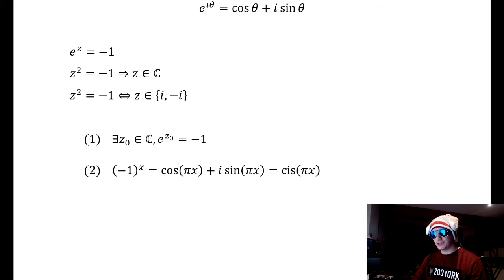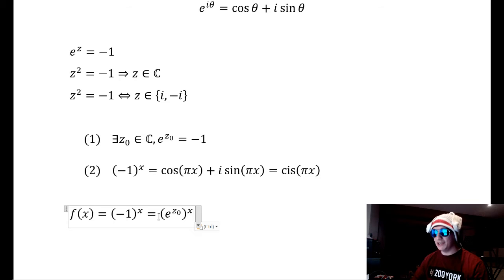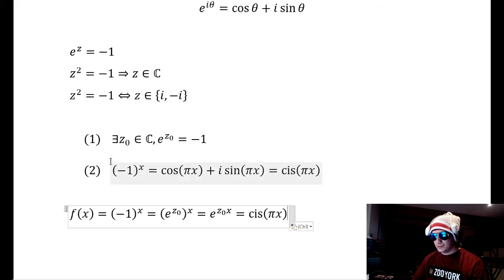So with these things in mind, let's define a function. f of x equals -1 to the x. Well, -1 equals e to the z naught. So -1 to the x equals e to the z naught, to the x, which is equal to e to the z naught x. And by transitivity, this is equal to cis pi x.